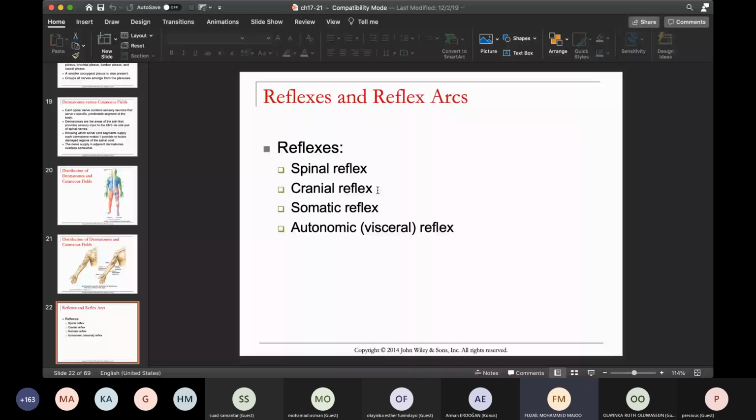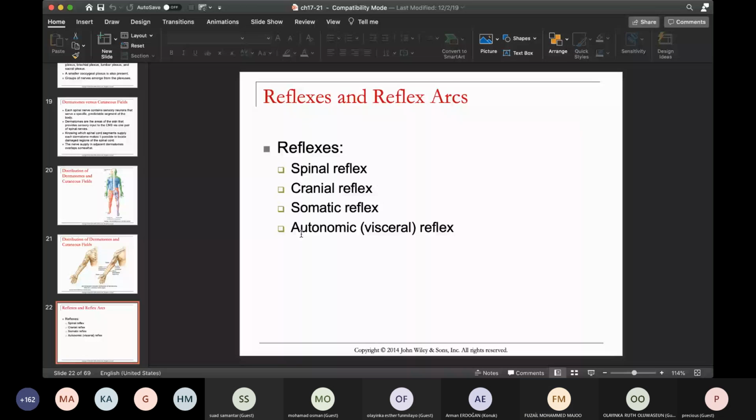Now, somatic reflexes involve contractions of skeletal muscles. Autonomic or visceral reflexes, generally speaking, we can't feel. They're not perceived. They involve responses from smooth muscle, cardiac muscle, or even glands. Your body functions such as your heart rate, digestion, urination, and defecation are all controlled by the autonomic nervous system through autonomic reflexes.